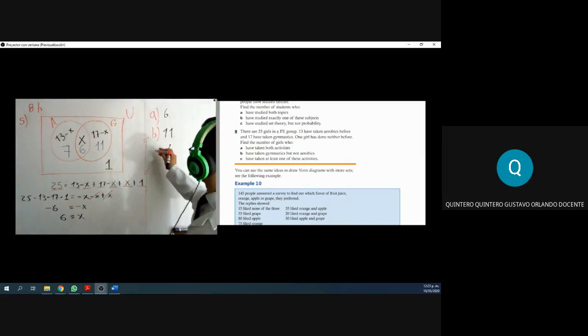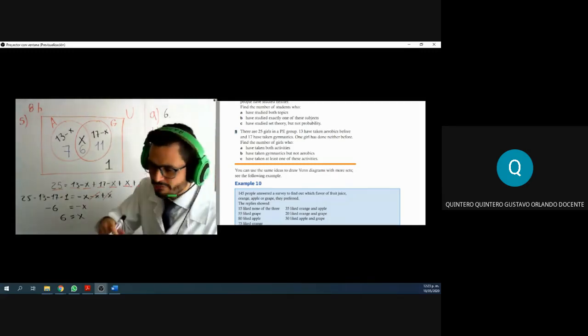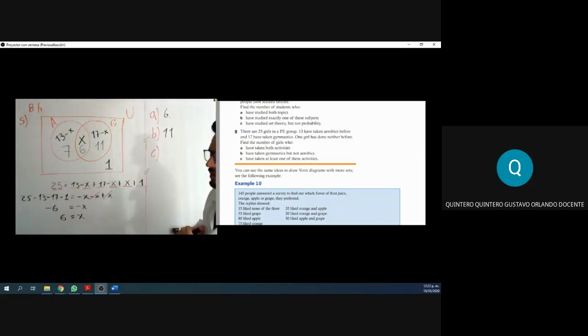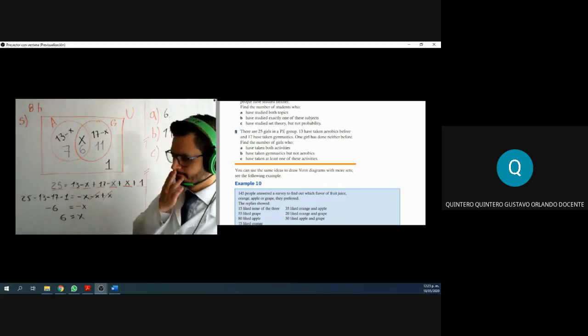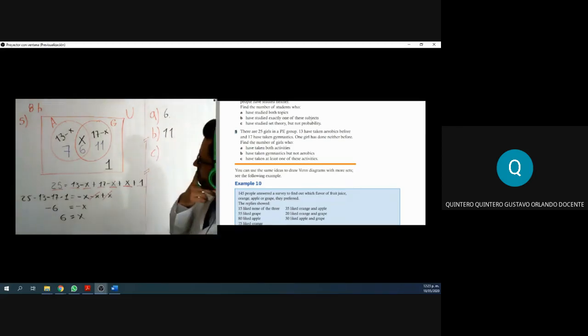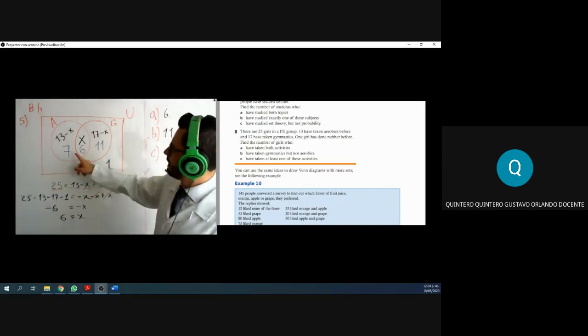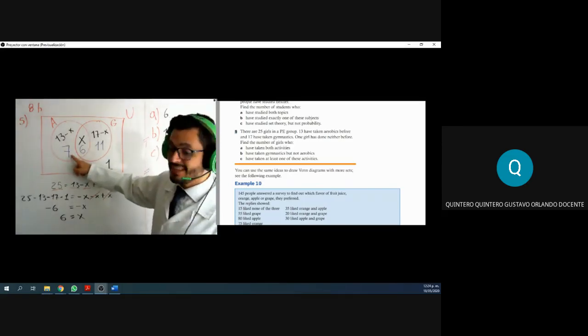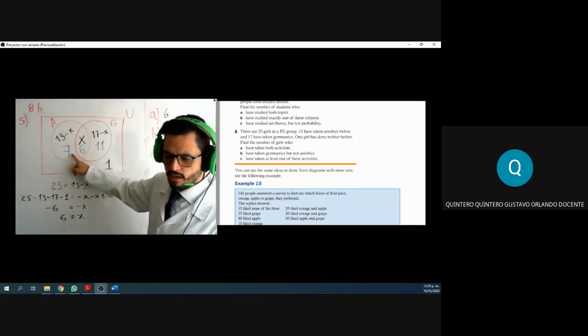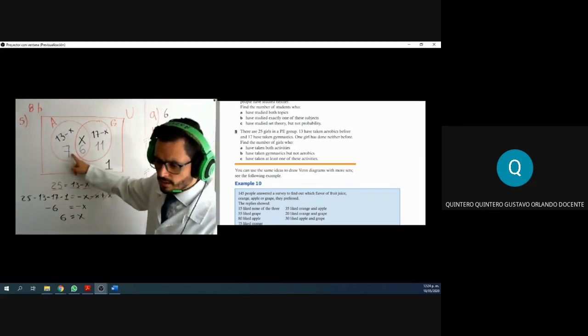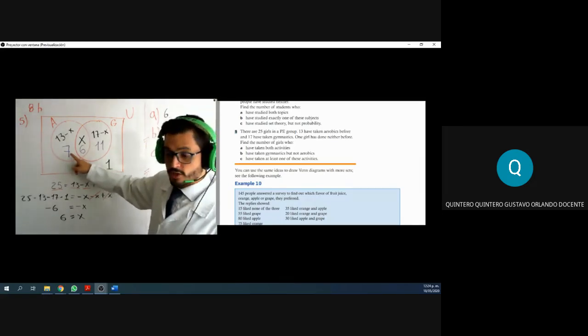Beautiful. And last but not least, the people who have taken at least one of those activities. We have 2 activities. How many people have taken at least one? Okay. We need to ask ourselves. These 7 people here, have they taken any activity at all? Well, yes, right? These 7 people are in the sector of aerobics. Aerobics, yes. So these 7 people count. They have taken at least one activity.